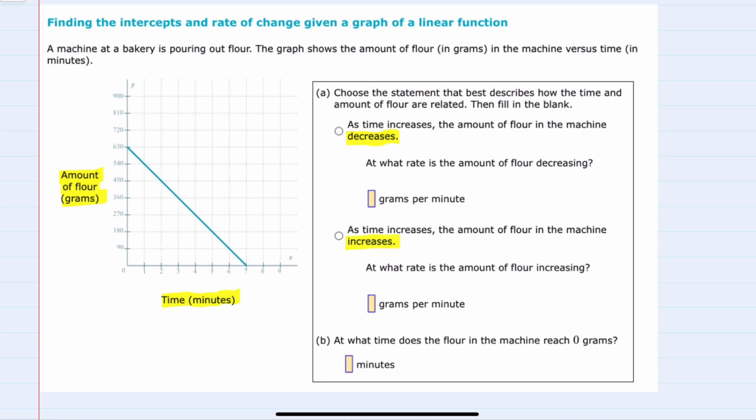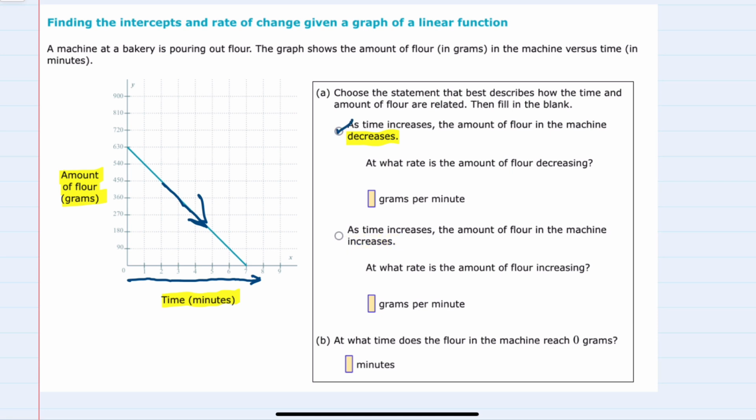So as we move along the time axis from left to right, going from 0 minutes on out, is the amount of flour shown here going up or going down, increasing or decreasing? And I think we can see that moving from the left to the right, this is decreasing. So I would check the top option.